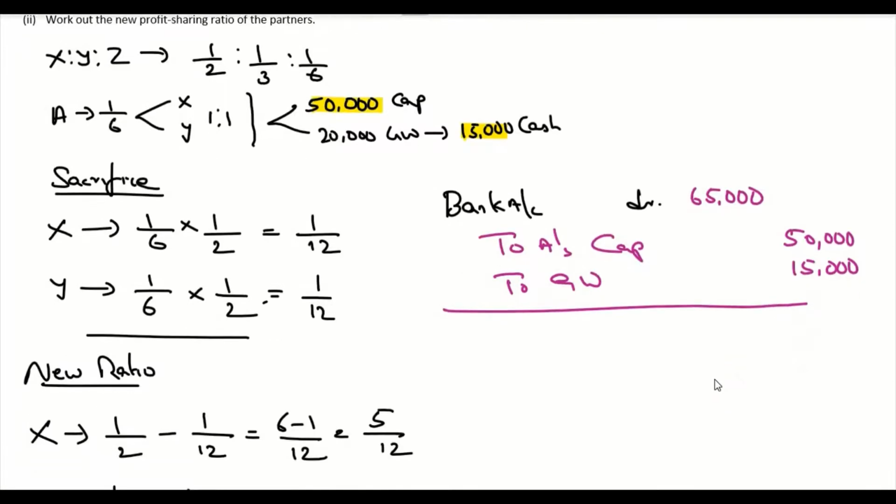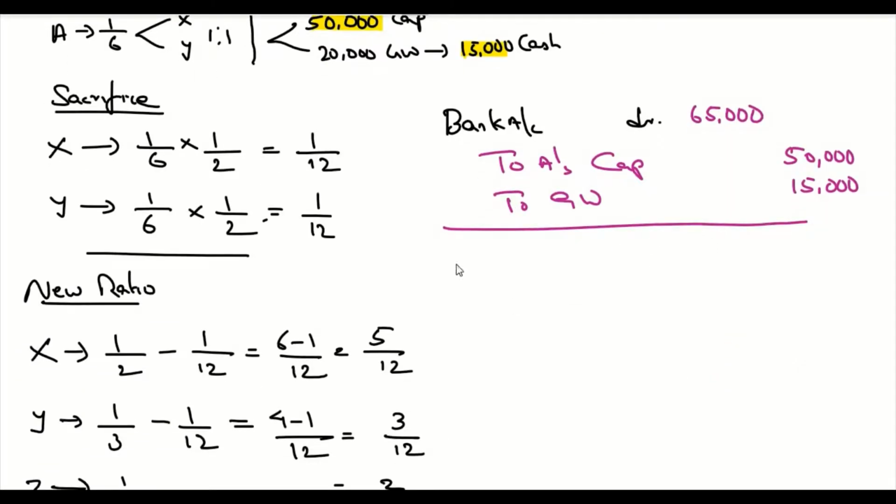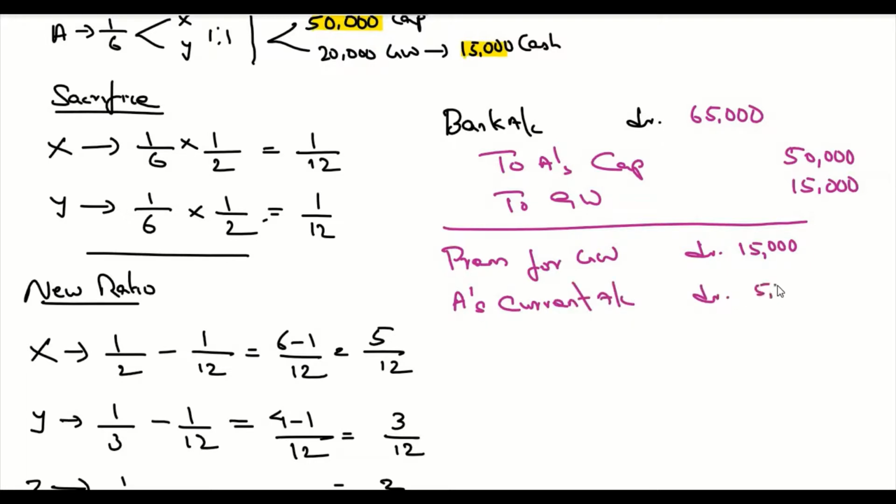Now the goodwill has to be distributed to the old partners. So total goodwill is 20,000. So first is premium for goodwill, debit 15,000, the amount of goodwill that is brought in by cash. Then the remaining amount, so 20,000 minus 15,000, we have 5,000 remaining. For that, A's current account is debited. A's current account debit 5,000.